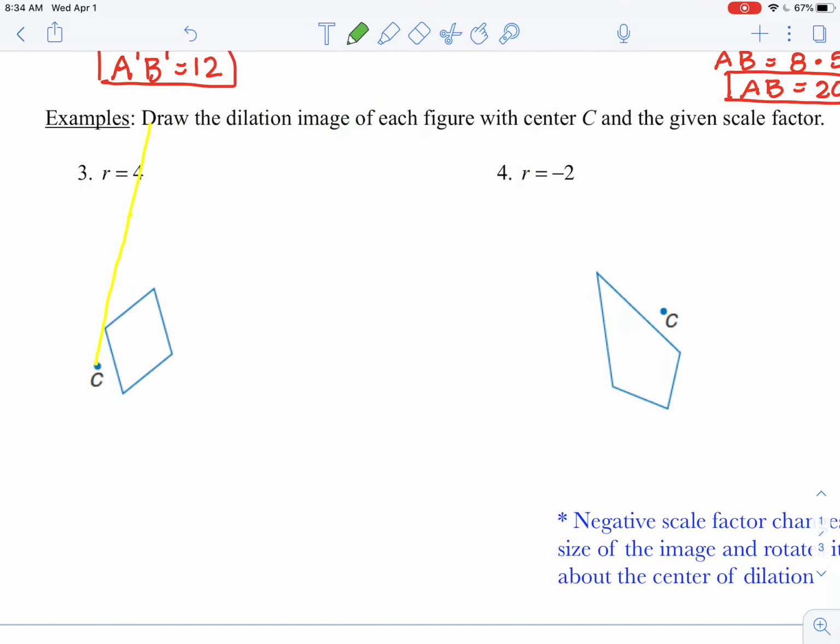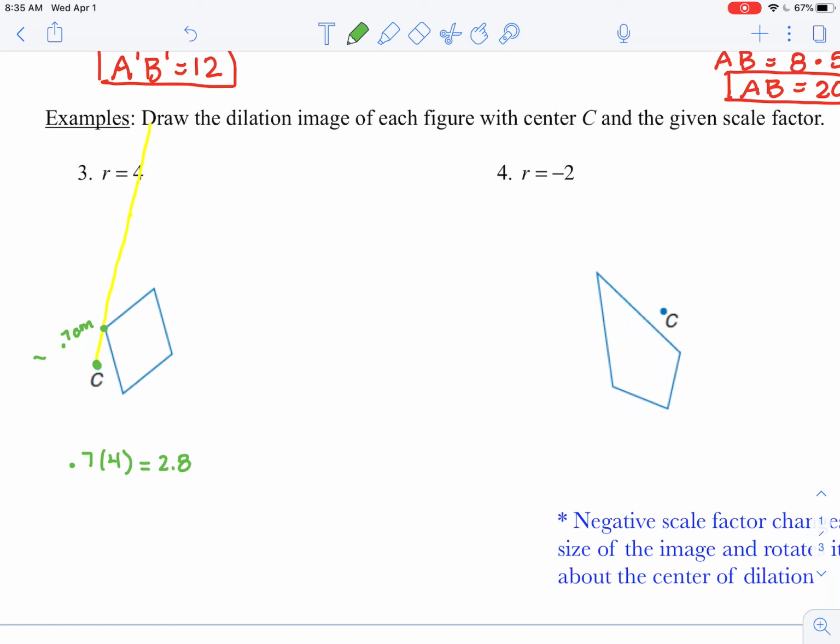We're then going to measure the distance from the center of rotation to our vertex. When I did this on my paper, this first point here had a distance that was about 0.7 of a centimeter. We take that length from the pre-image and multiply it by our scale factor. So if I take my measurement, 0.7, and multiply it by our scale factor of 4, that tells me that the image is going to be 2.8 centimeters from the center of dilation.